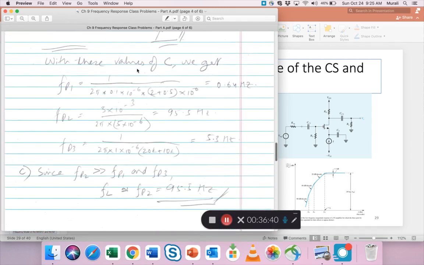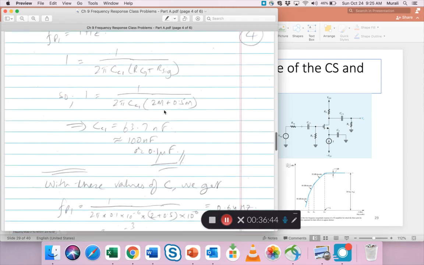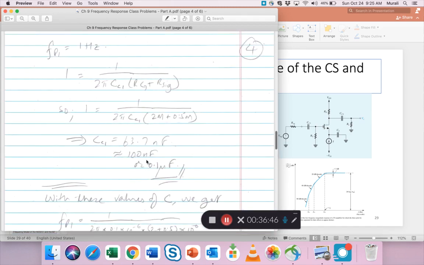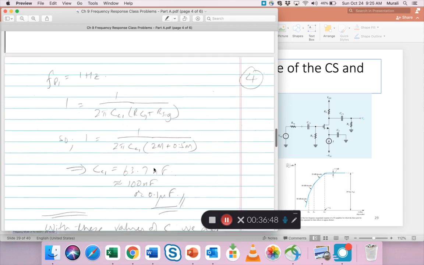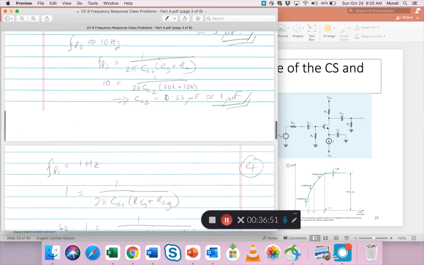Okay, so with these three values of C, now we have taken 100 nanofarads, which is 0.1 micro. Here we had Cc2, actually the value came out to be 0.53, but we bumped it up to 1, which is the closest available capacitor.